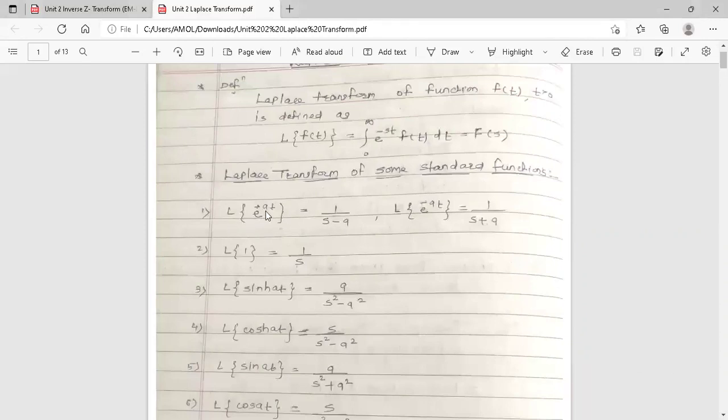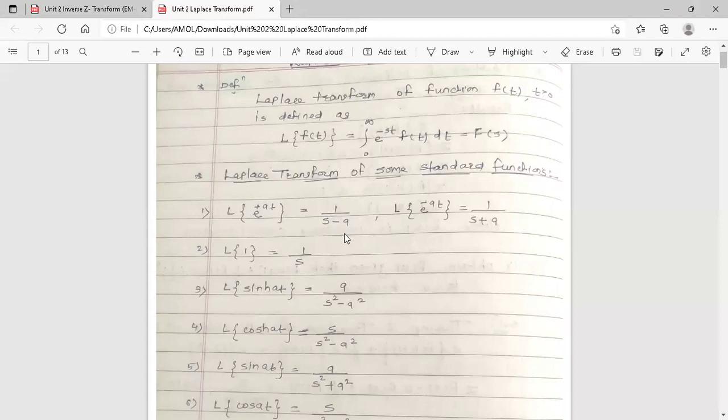Laplace of e raised to at, exponential function, where the constant coefficient is a. Laplace transform of e raised to at is equal to 1 upon s minus a. Like the formula of integration and derivative, these are the formulas of Laplace transform of some standard functions. So Laplace of e raised to at is equal to 1 upon s minus a. You can prove it by using the definition of Laplace transform. You put f of t is equal to e raised to at in this integration. You solve this integration and you will get 1 upon s minus a.